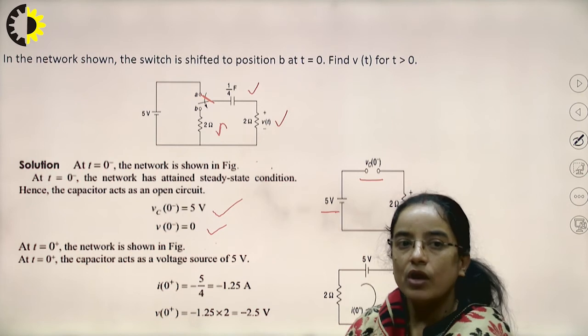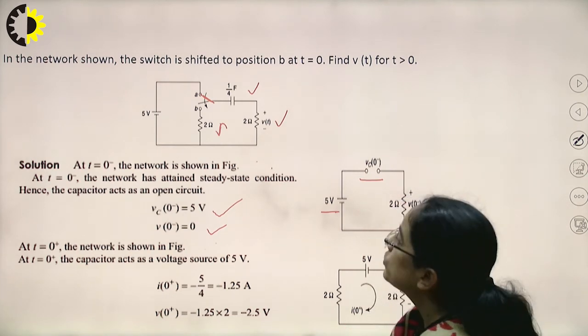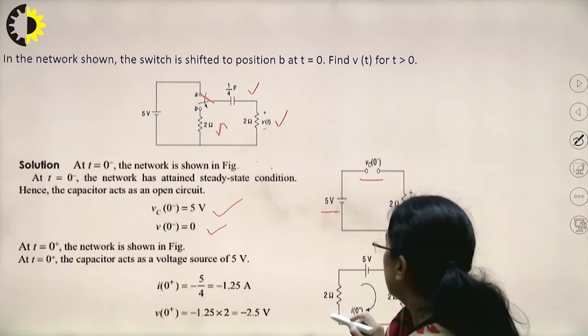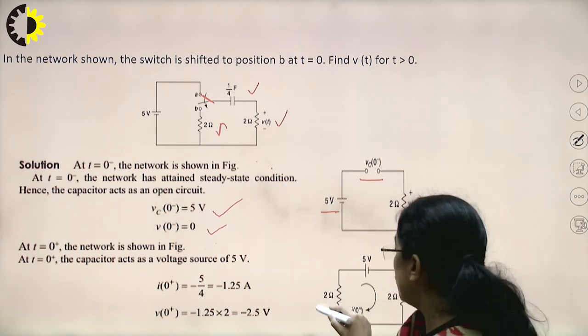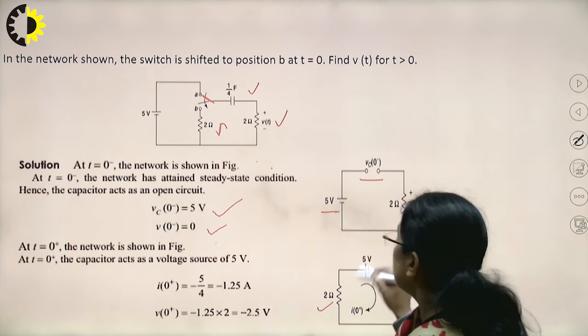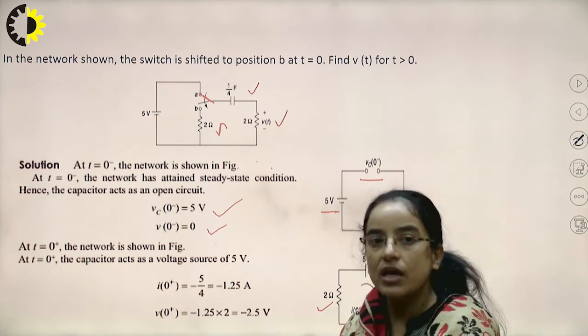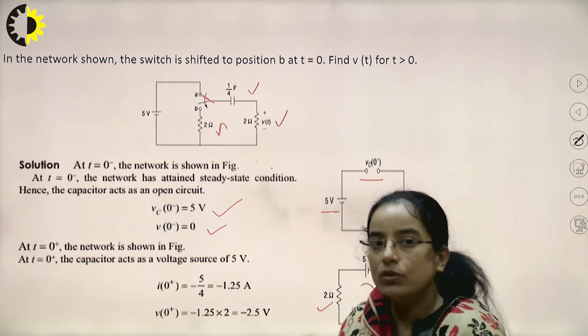Now at t equal to 0, when the switch position is at B, the 5 volt source is out of the network and this 2 ohm resistor is connected. This capacitor has attained a value of 5 volt, which is equal to the source voltage.